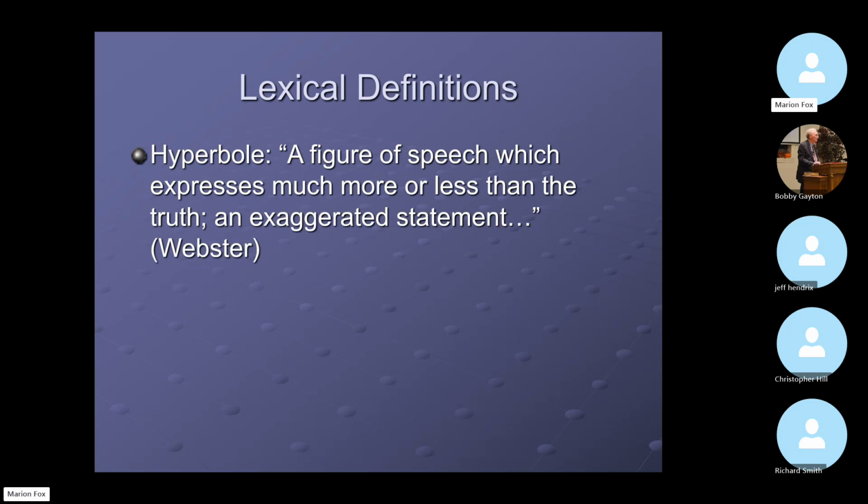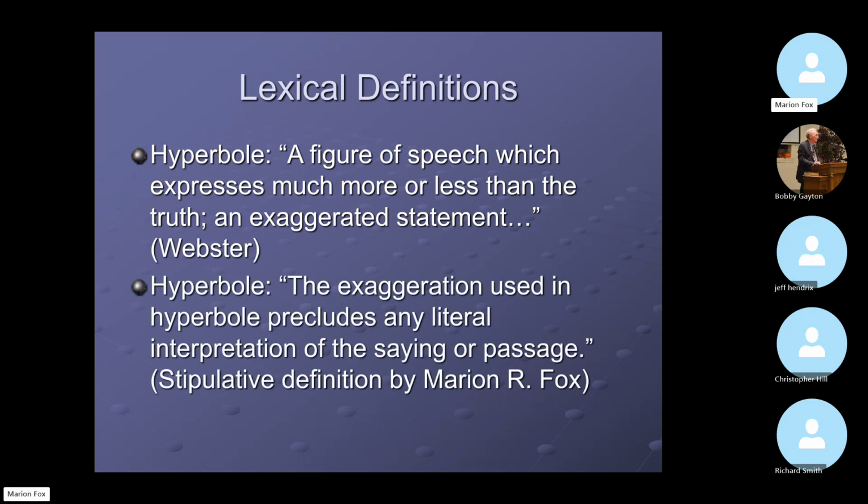Hyperbole, a figure of speech where you express much more or less than the truth. An exaggerated statement. We're going to use it for much more in ours, but we're going to limit it to that. So my definition: exaggeration used in hyperbole precludes any literal interpretation of the saying or passage. So the exaggeration can't be taken literally. Okay.